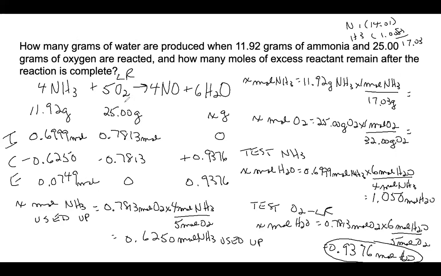So now we always go back and look at our question and make sure we answer the question that is asked. So it says, how many grams of water are produced? So we've got the moles of water that are produced. So we need to just change those moles to grams. So I got to erase some of this, so I have some room here.